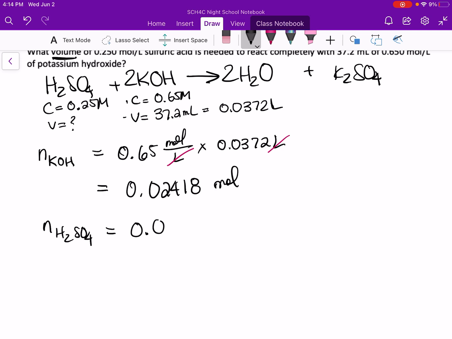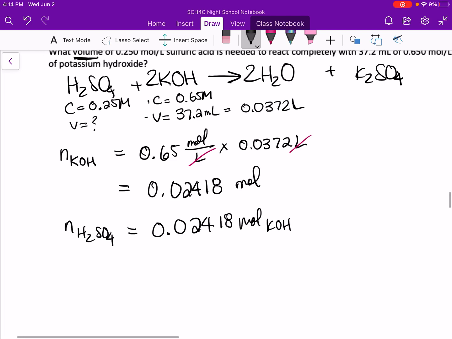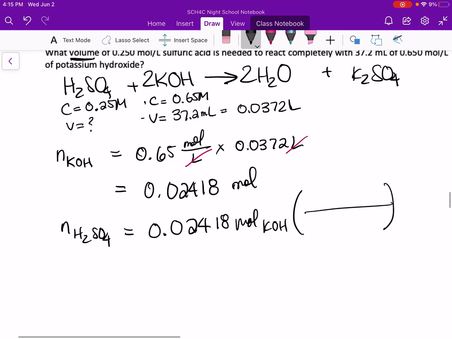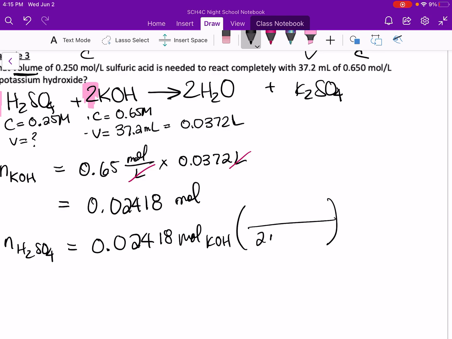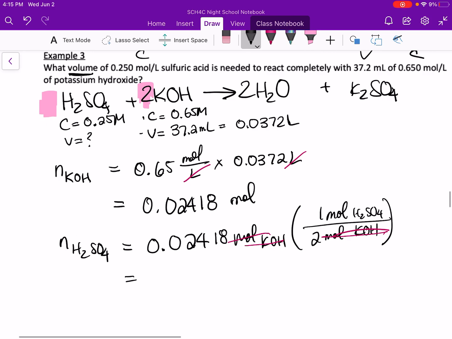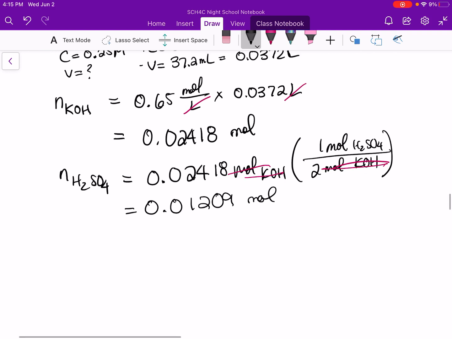I'm going to convert this now into my moles of my acid. I have 0.02418 moles of potassium hydroxide. For every 2 moles of potassium hydroxide, I have 1 mole of sulfuric acid. I'm going to represent that here in a way that I can cancel out my potassium hydroxide because I'm solving for my moles of my acid. This gives me 0.01209 moles of my acid.